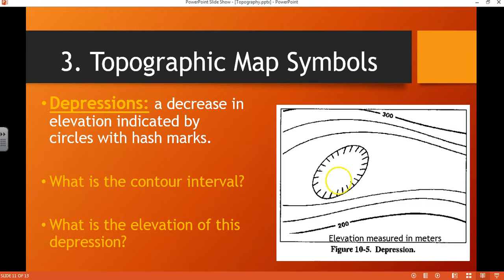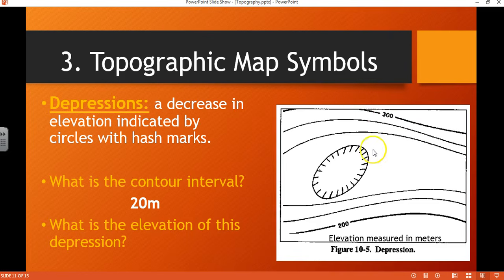So let's practice a little bit figuring out the contour interval of this little map here. This line here is 200. This line here is 300. And so I have 1, 2, 3, 4, 5 jumps. So it's a 100-meter difference, 5 jumps to get there. So the contour interval is 20 meters. So the elevation is changing by 20 meters every time I go to the next contour line.